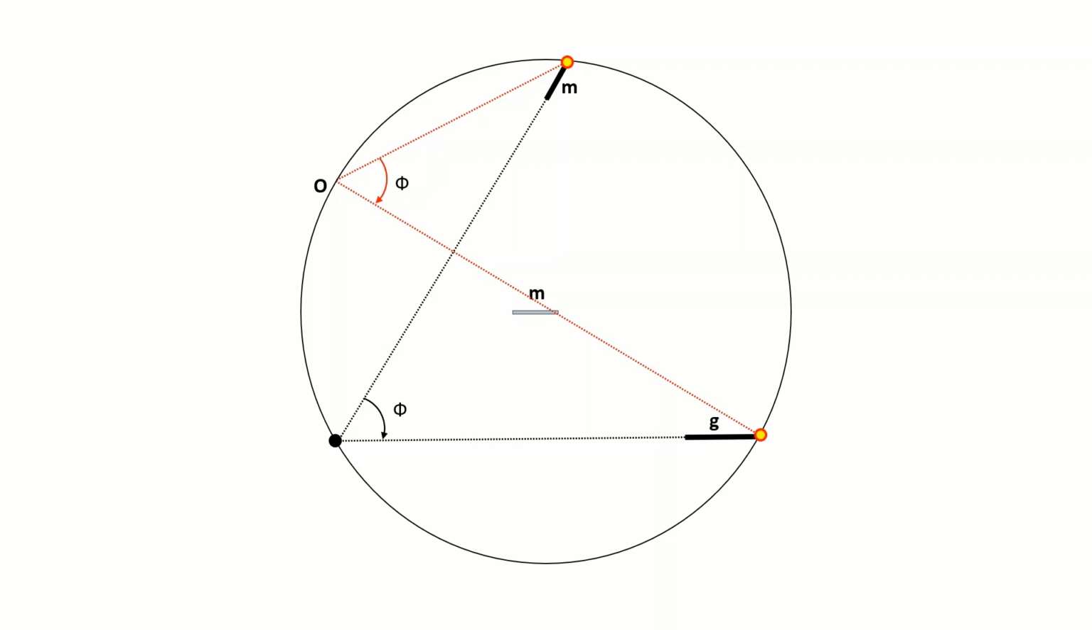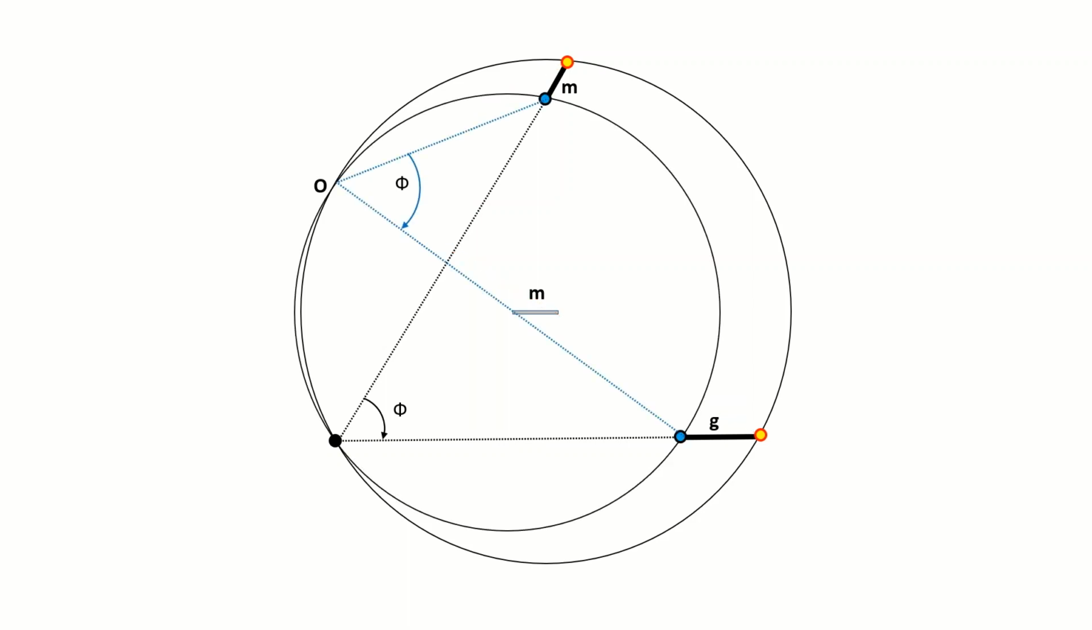But since the angle at O is also equal to phi, point O falls on this circle, and that is the magic solution. Because if we just do it again with another point and its equivalent, we get a new circle which intersects this circle at point O. Point O can be found by just drawing two circles and finding their intersection point.